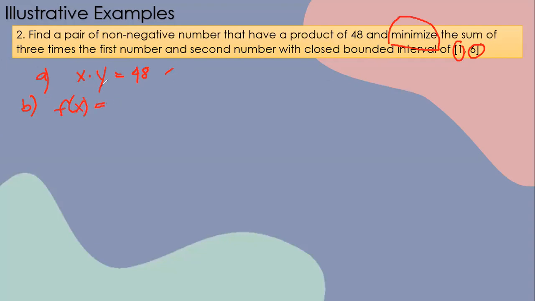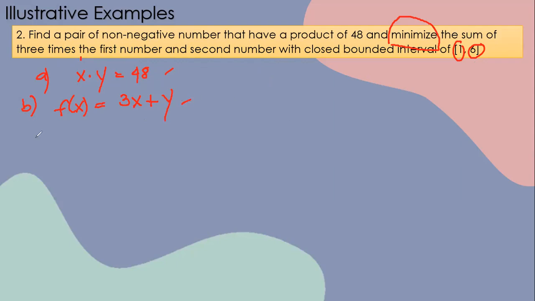Sum of 3 times the first number. So for example, ito yung first number natin, si x. 3 times the first number and the second number. So, i-minimize daw natin yung sum ng 3 times the x and the second number. Alright? So, nabuo na natin yung ating function.